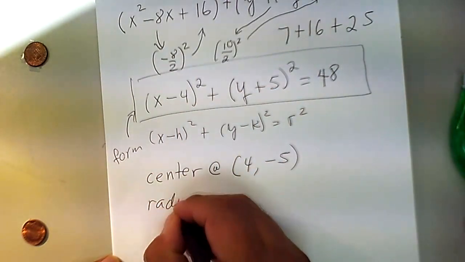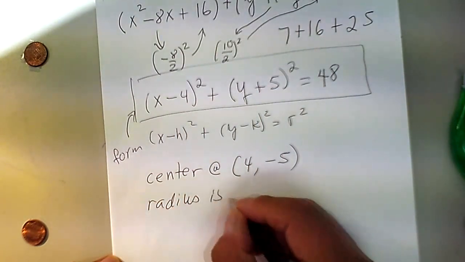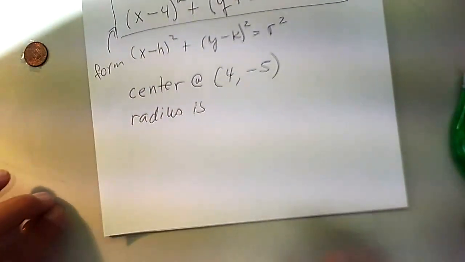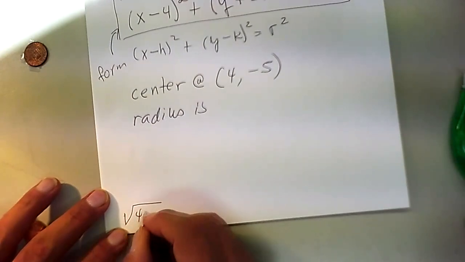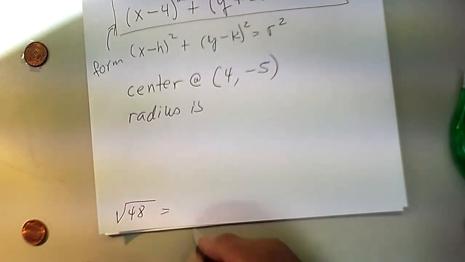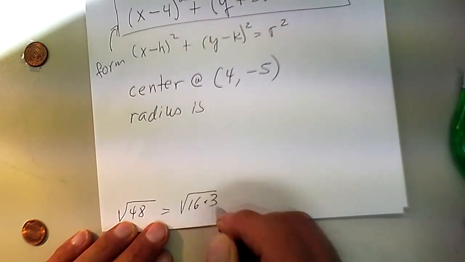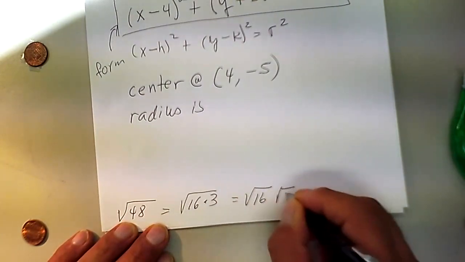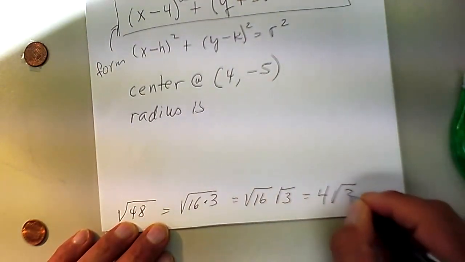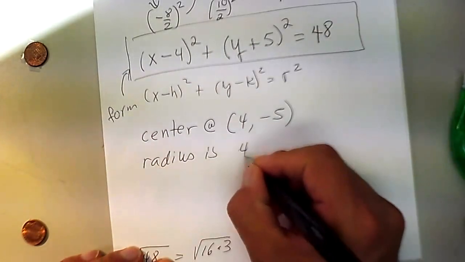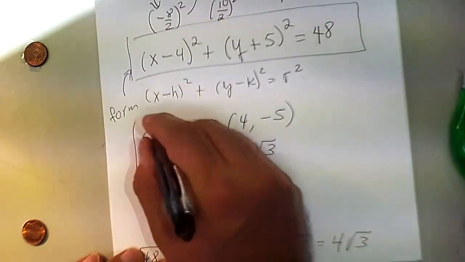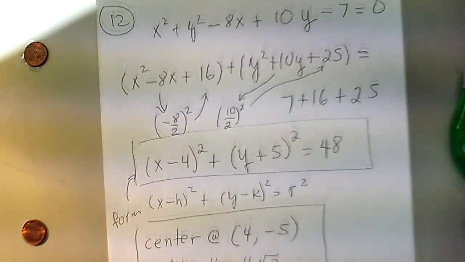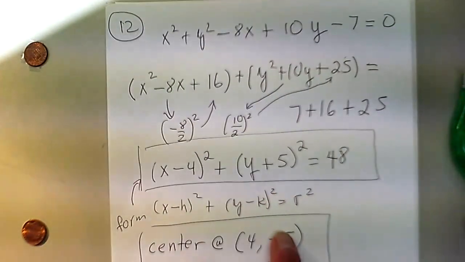and the radius is square root of 48. But before I take the square root of 48, I want to simplify it. Square root of 48 is square root of 16 times 3, which is square root of 16 times square root 3, which is 4 root 3. So the radius is 4 root 3. So there we have the center and the radius. In my opinion, this is not trivial.